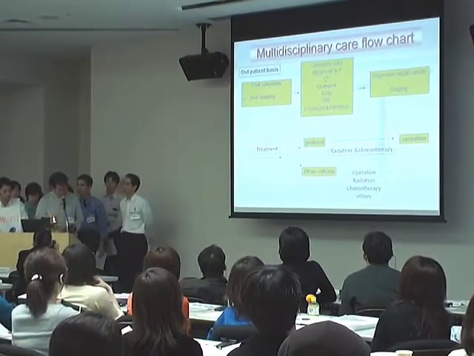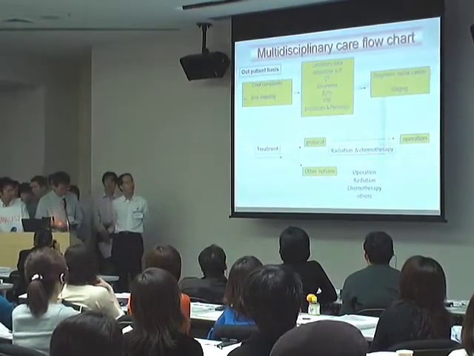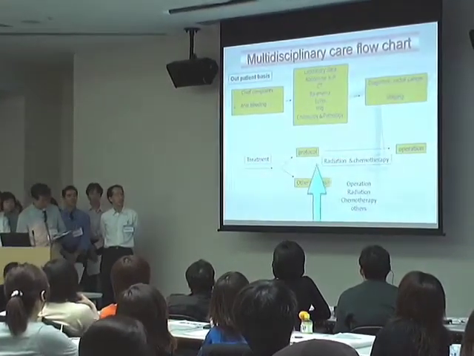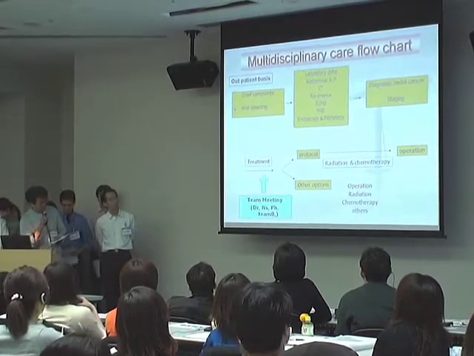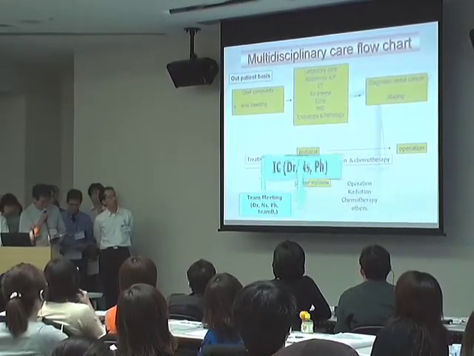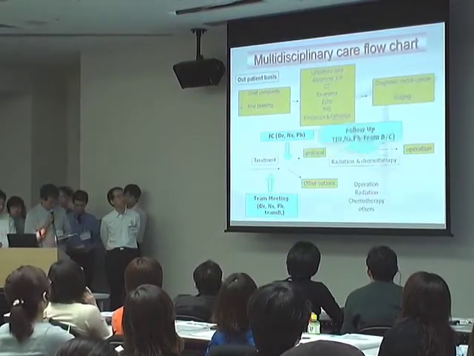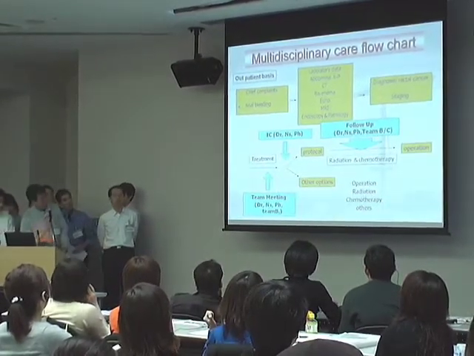Now we show the flowchart about colorectal cancer patient care. This time we focused on three parts. First, team meeting before the treatment. Second, informed consent for the patient. And third, follow-up during the therapy.